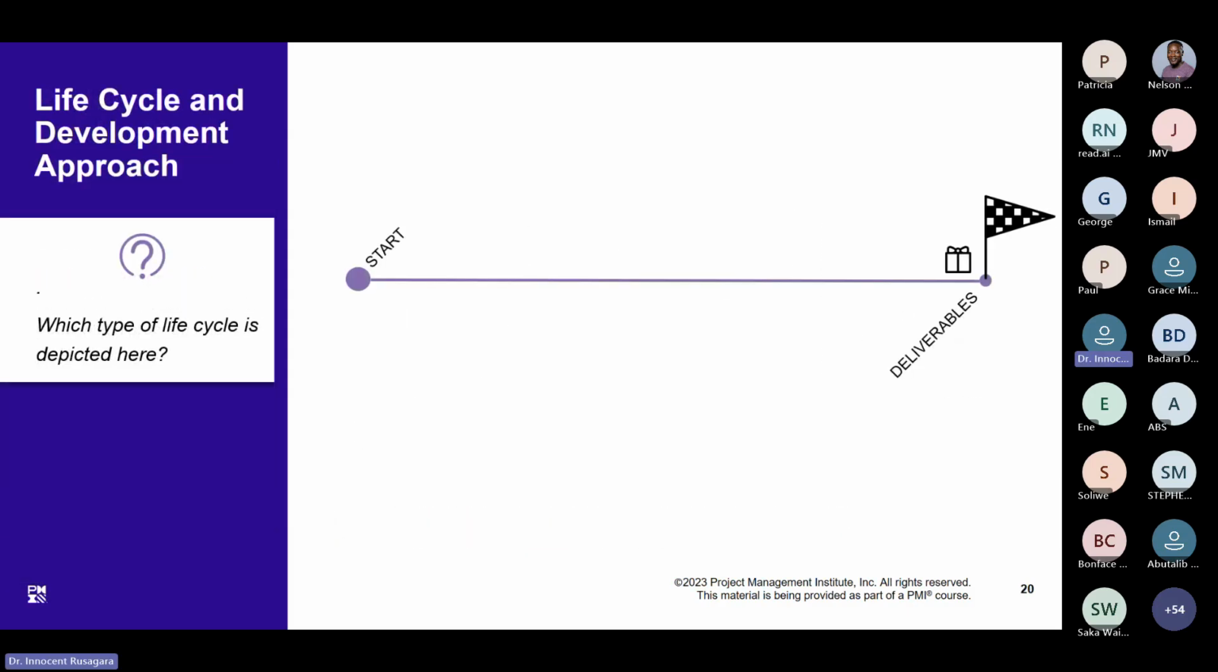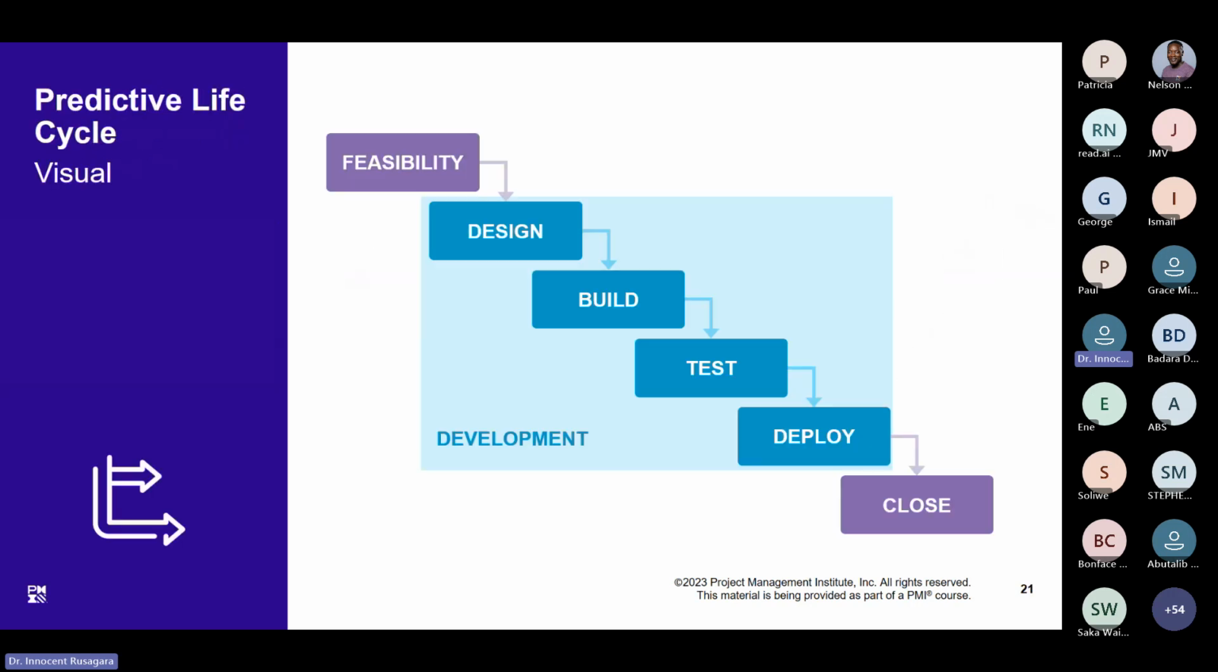So the life cycle, what type of life cycle is depicted here? What is depicted here is the predictive, where you do feasibility, design, build, test, deploy, close. This is the predictive, also called waterfall or traditional.